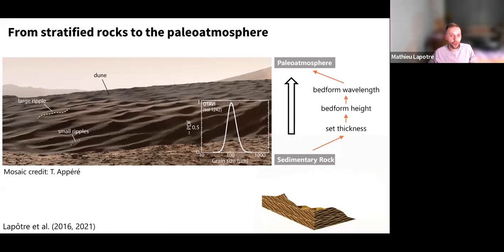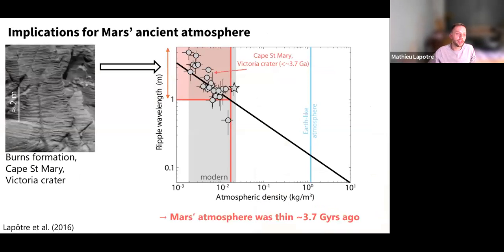And if we find such trough-shaped cross-sets in ancient Aeolian sandstones on Mars, then we can infer the paleoenvironmental conditions under which the rocks were deposited. Because the thickness of those troughs scales with ripple height, and that ripple height scales with ripple wavelength, then we can use, again, the thickness of those trough cross-sets to invert for the wavelength of the bed forms that formed them, and in turn, because the wavelength scales with atmospheric density, we can then invert for atmospheric density. So we actually did just that.